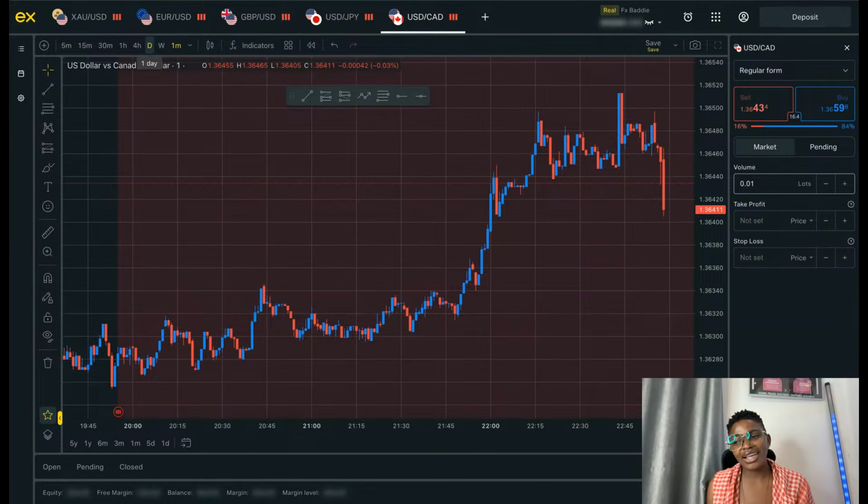USD pairs. You know, I love currency pairs. They're very nice, easy to understand. USD CAD, we'll go with USD CAD. That's my favorite pair. So this is actually USD CAD.